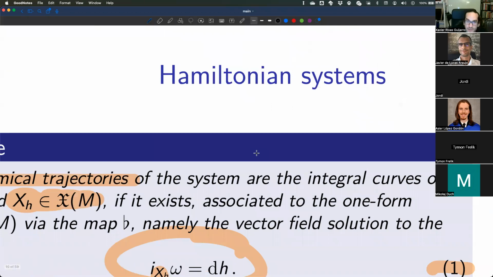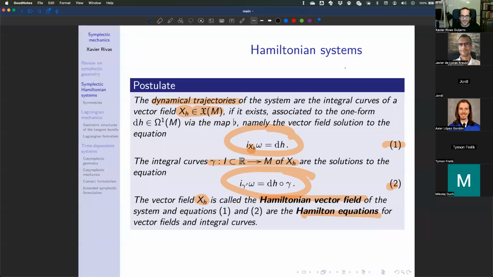Whoa, this is too big. What happens? Oh, okay. Now, great.